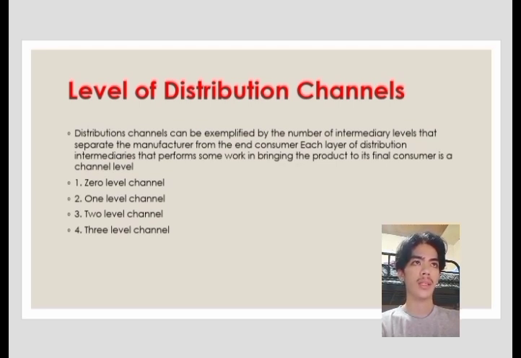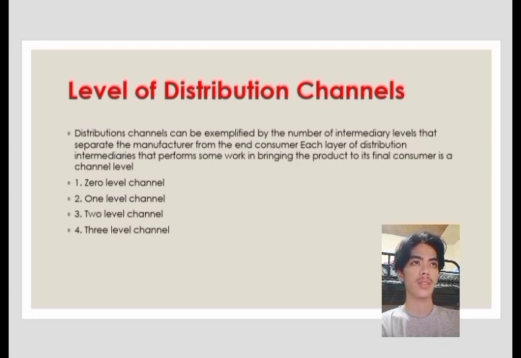A one-level channel contains one selling intermediary. In consumer markets, this is usually a retailer. An example of this can be insurance, in which there is an insurance agent between the insurance company and the customer. Even e-commerce is an excellent one-level channel illustration in which the companies tie up directly with e-commerce portals and then sell in the market. Next, we have two-level channel.